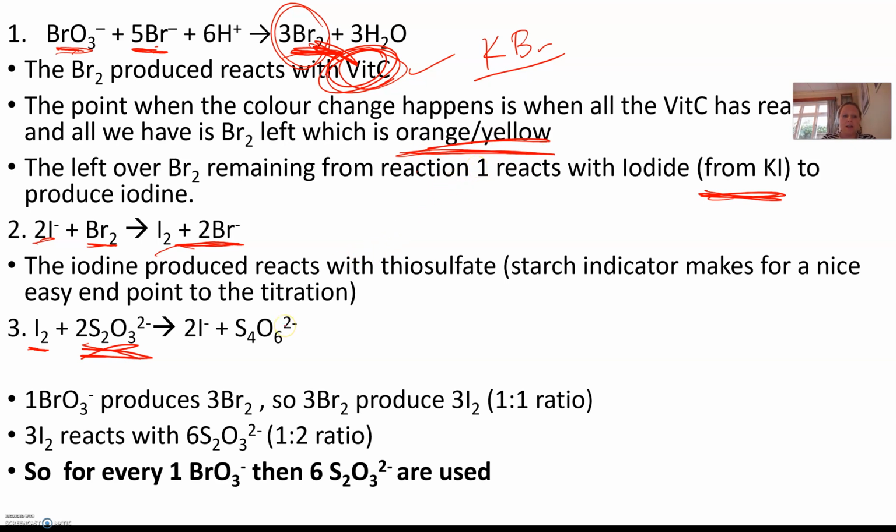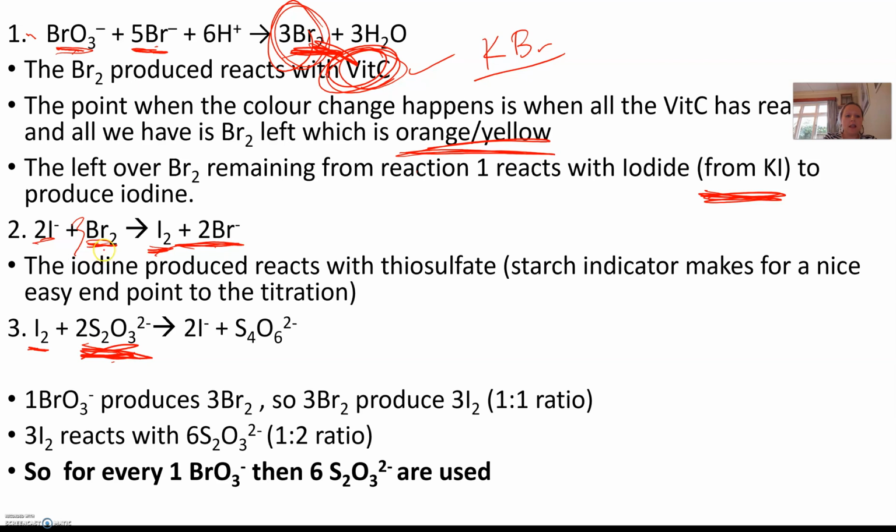So once we've got the bromine, that's the signal to then add excess KI, and we add excess because we're trying to ensure all the bromine reacts. So the bromine forms bromide, and the iodide forms iodine, and then the iodine reacts with our trusty thiosulfate in a final titration.